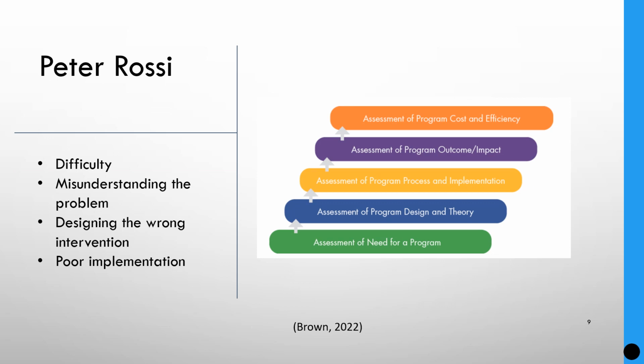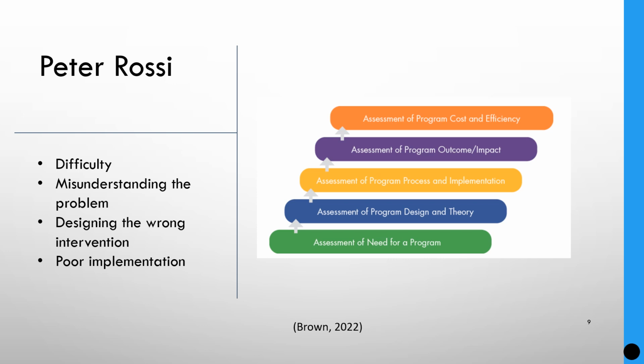Peter Rossi created his own training model in the 1970s with some of his colleagues. The last phase in his model is the efficiency phase. The cost of the program is considered to determine the return on investment. This is when the instructional designers determine if a program should be continued or not.